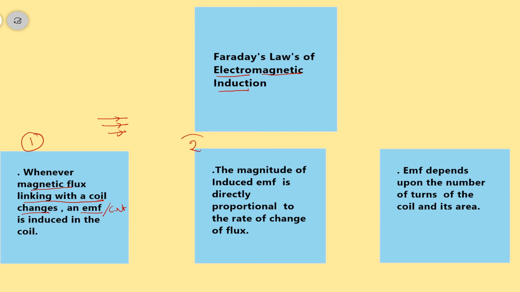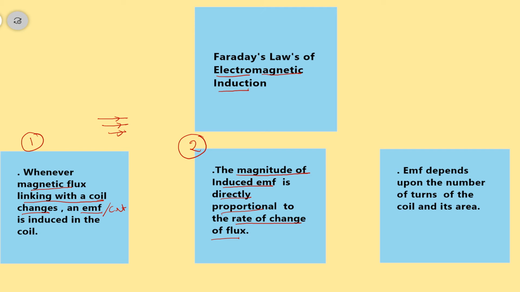The second law of Faraday is about the magnitude of induced EMF or current. That means how much current will be produced. That is directly proportional to the rate of change of flux. That means if there is a tremendous relative motion between magnet and the conductor, then there will be more disturbance of the field lines due to the conductor. As a result, more induced current is produced.